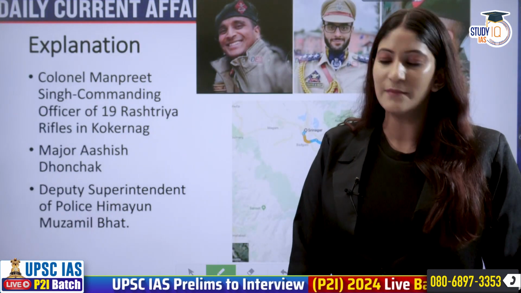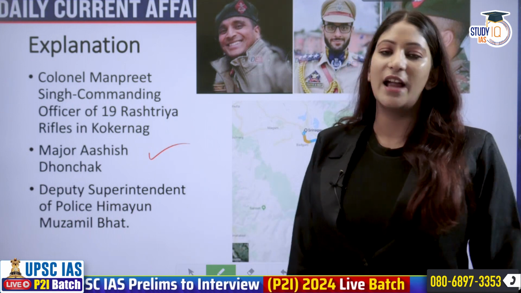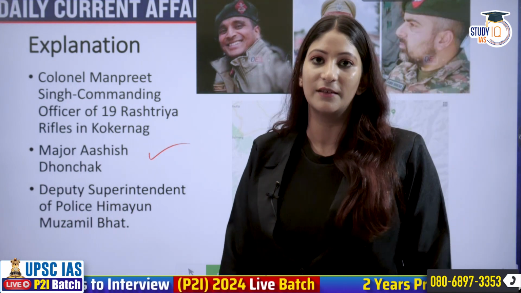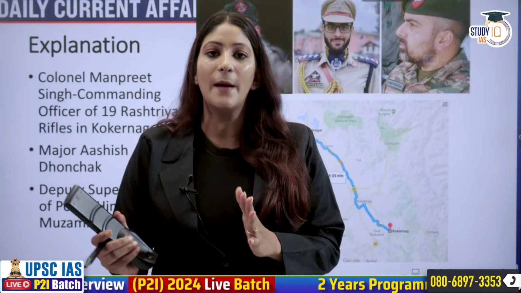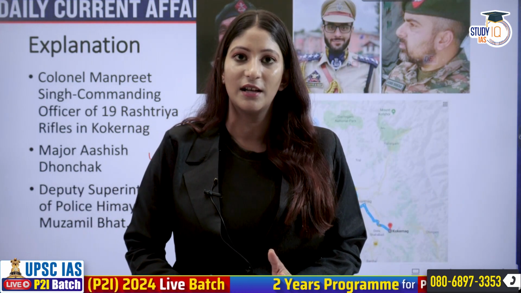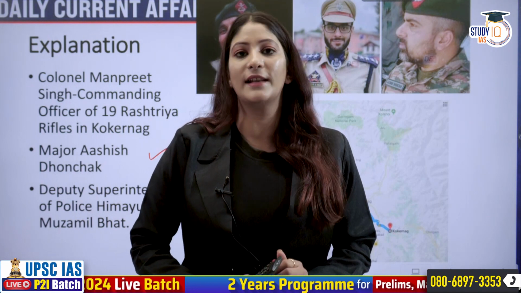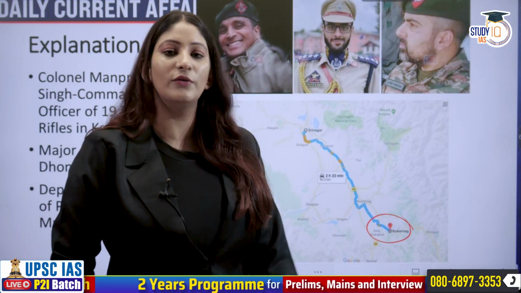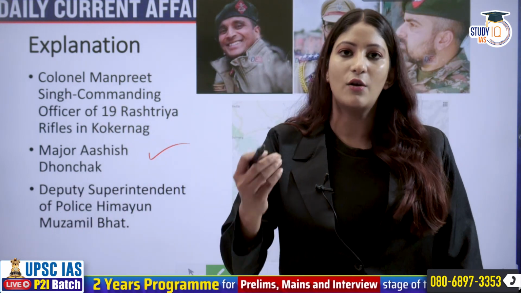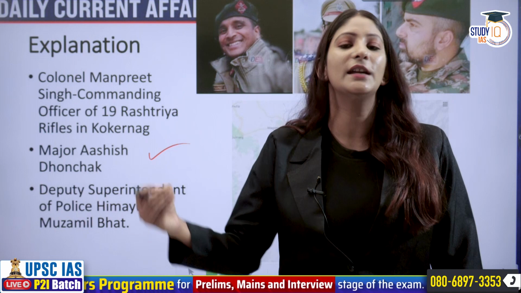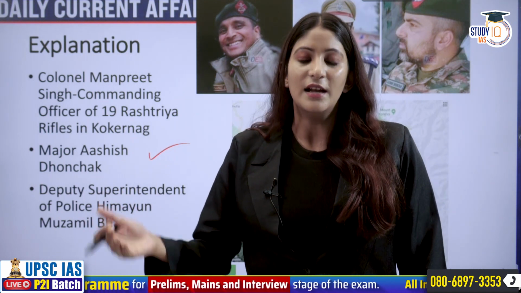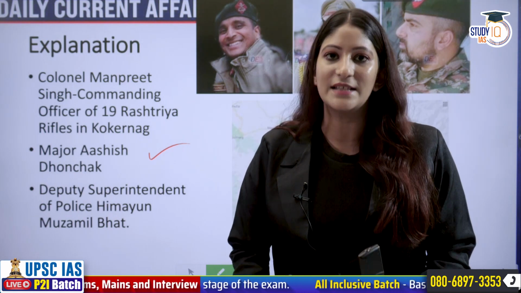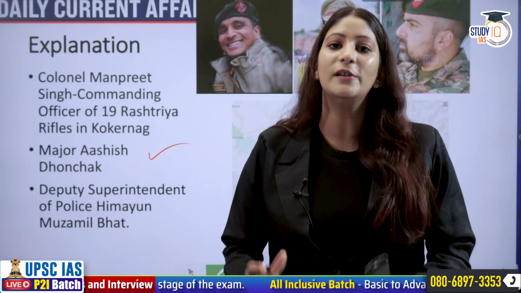Colonel Manpreet Singh, Major Ashish Dhonchak and DSP Humayun Bhat were martyred because they were part of a joint team operation in the Gadul forest in the Kokarnag region of Anantnag. They went there because they got some bits and tales about the presence of militants. The militants were strategically placed, hiding beside trees and bushes in such a manner that they were able to attack them.